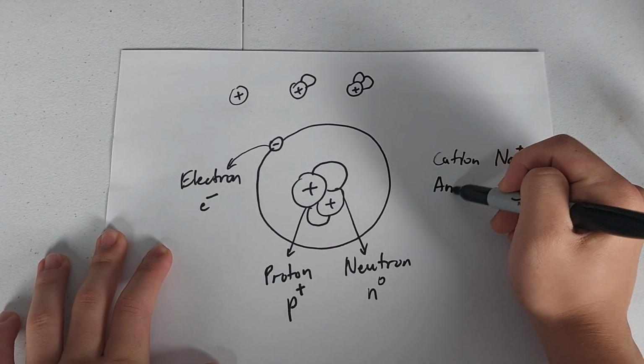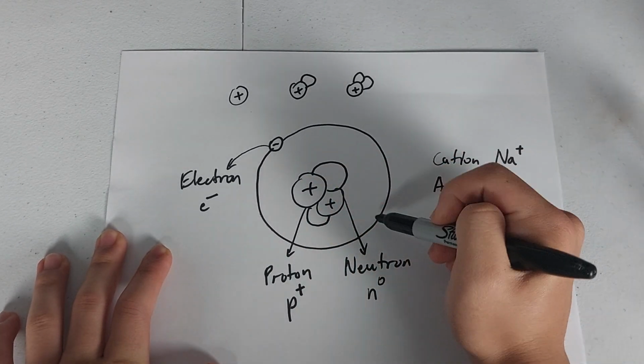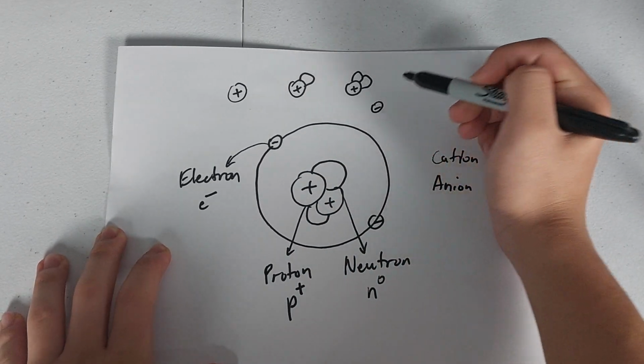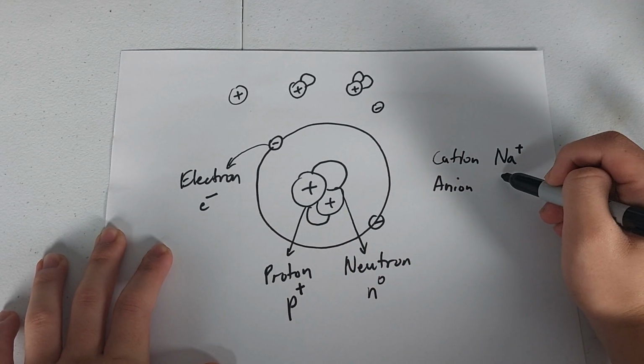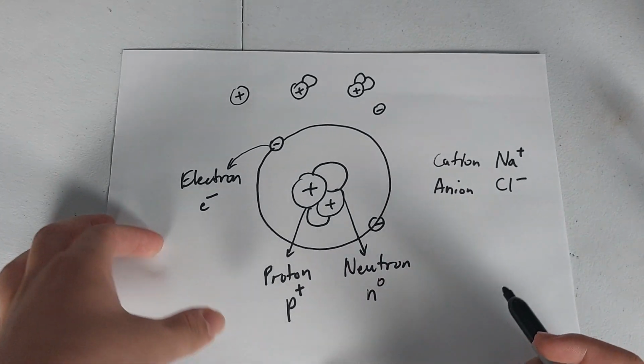A common one would be sodium ions. And anions would be the opposite. When you have extra electrons, and that causes a net negative charge. An example would be chloride ions.